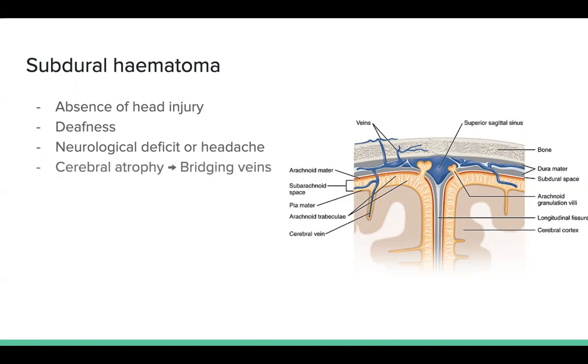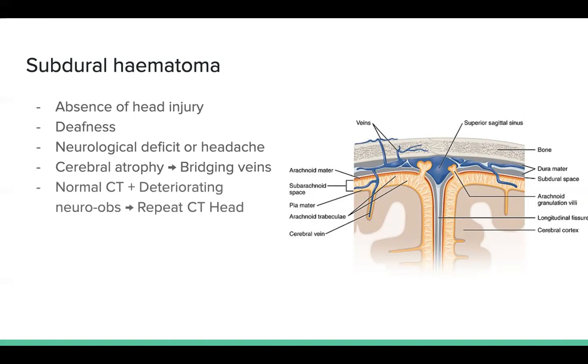So the reason they occur is because with age, patients' brains undergo cerebral atrophy. So the brain shrinks, which then pulls on these bridging veins that connect the skull to the brain. When these are taut already, any sort of impact, even from falling without a head injury, can cause these to tear and cause a bleed.